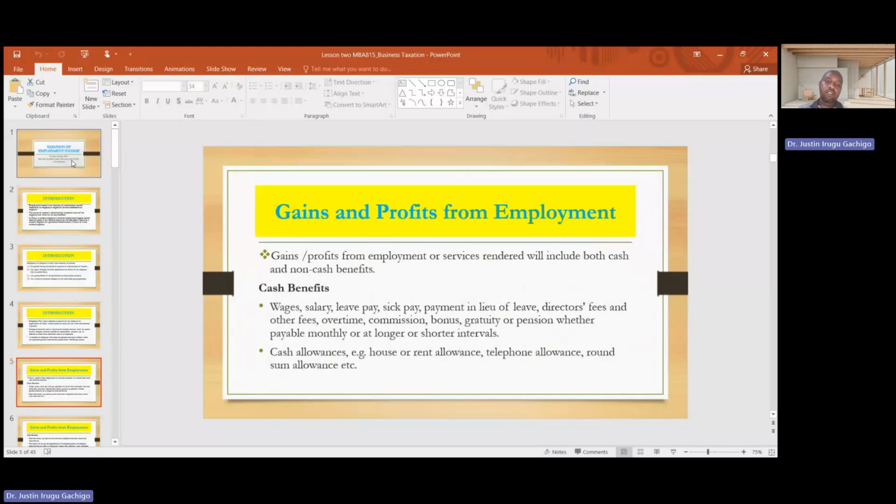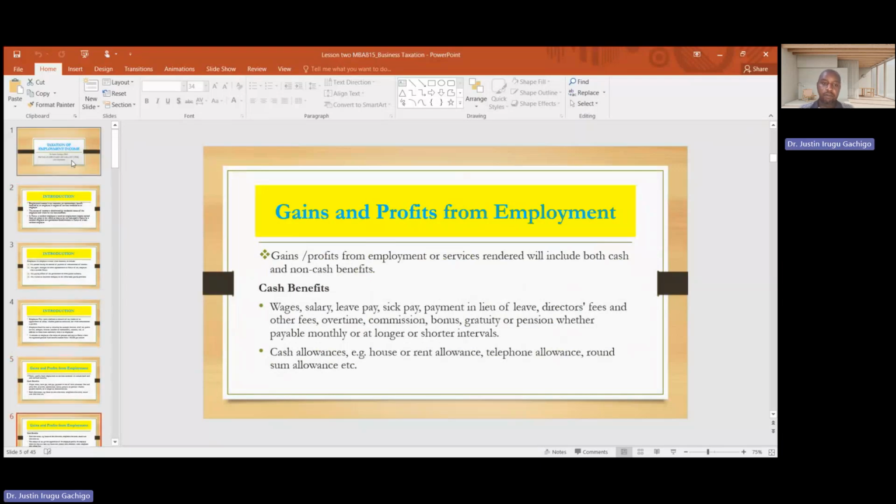Now, let us look at the gains. So the gain from employment or service rendered will include both cash and non-cash. So for cash benefits, this is what most of us know. There is wages, salaries, leave pay, sick pay, payment in lieu of notice, director's fee, and other fees, overtime, commission, bonuses, gratuity, or pension, whether payable monthly or at longer or shorter intervals. Then we have the cash allowances, including house allowance, rent, telephone, lump sum allowances.